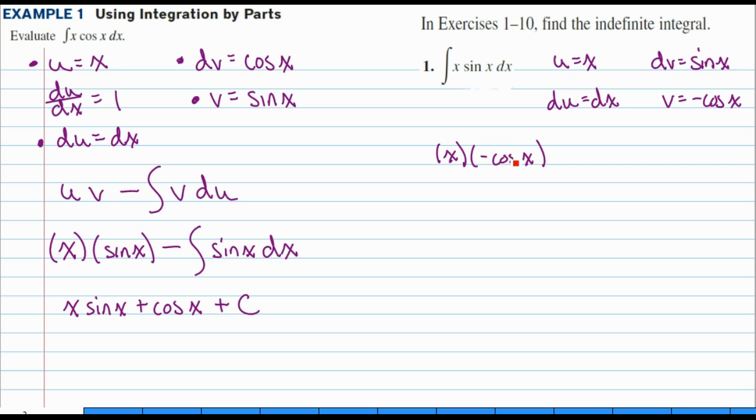v is the opposite of cosine of x, minus the antiderivative of v again, and then times du, which is dx. So now the initial part is just the opposite of x cosine of x, just combine that, simplify, minus, and then the antiderivative of negative cosine of x is negative sine of x, so that's actually going to be a plus sine of x, and then of course plus c.